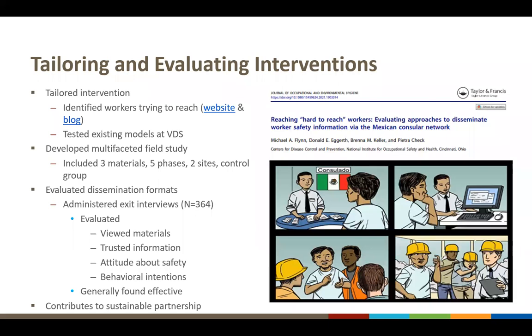And then we also went to the folks working in the Ventanillas de Salud and the Mexican consulates to try and tailor our interventions to the existing ways that they were already giving information out. I think too many times we come in and try and create the gold standard of a dissemination project, but oftentimes that doesn't jive with what our partners are doing on a routine basis.